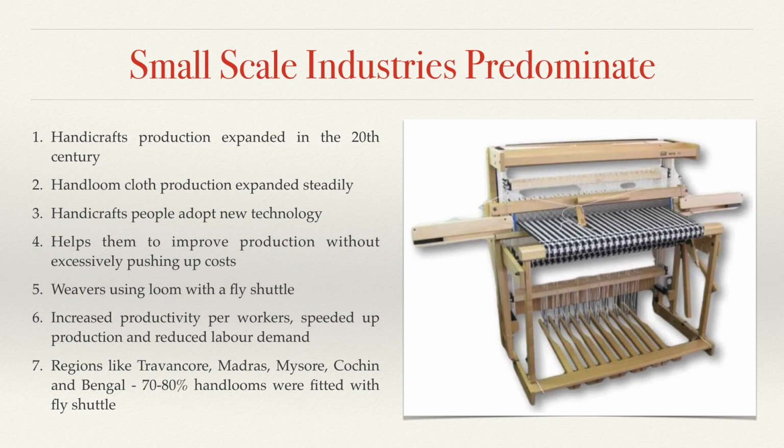Weavers used looms with a fly shuttle. It increased productivity per worker, speeded up production, and reduced the labor demand. In regions like Travancore, Madras, Mysore, Cochin, and Bengal, 70–80% of handlooms were fitted with fly shuttle. The demand for handloom was not reduced in India. Coarse cloth demand fluctuated, but fine cloth was demanded every time.